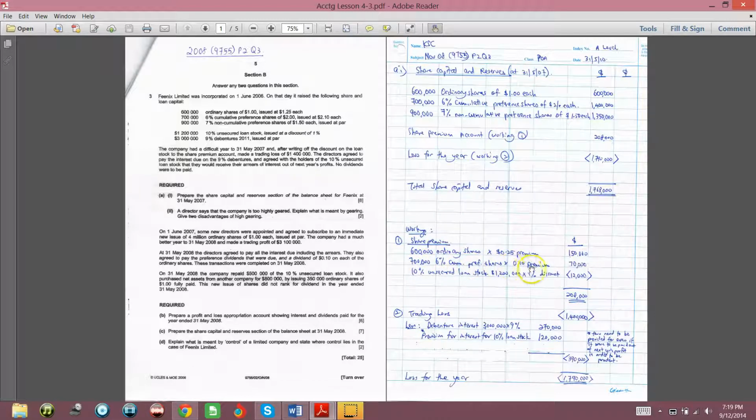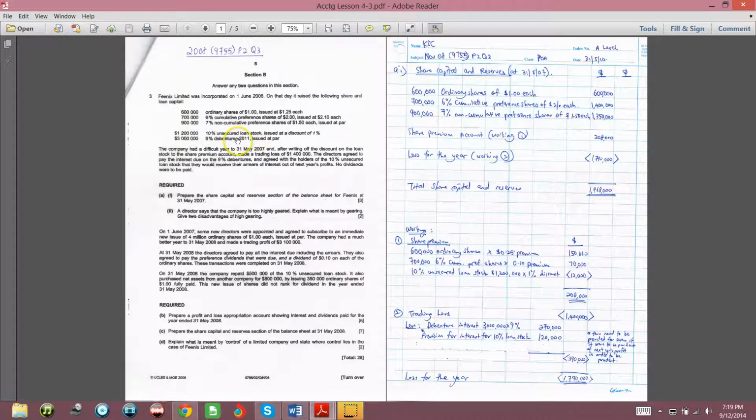6% cumulative preference shares at 10 cents premium. Then this one is issued at par, so no issue. I just take $1.50 times 900,000. That will be 1,350. So this one is premium. This is my share capital and reserves.